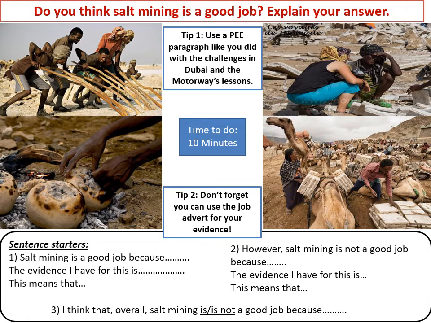Tip number 2, don't forget you can use the job advert for your evidence. So I want you to take specific facts and pieces of evidence from that to support your answer. Okay, so the sentence starters at the bottom are going to help you. So for paragraph number 1, salt mining is a good job because, there's your point. Then you give a specific piece of evidence, or at least one, to support that main point, that argument that it is a good job. The evidence I have for this is, and that's the evidence part of P. And finally, you explain. This means that, or something similar to that.